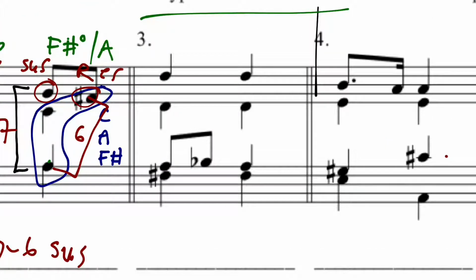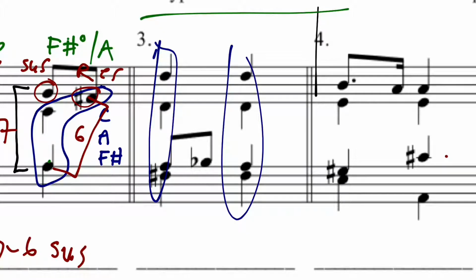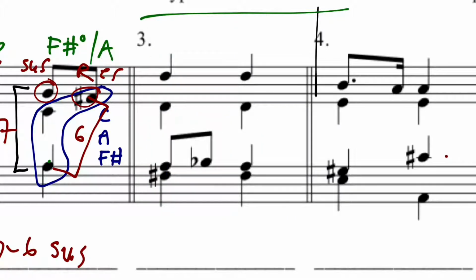Let's check out this one in 3. It's an interesting one. So we basically have the same chord twice, right? We have the same chord here and here, and then we got this thing in between right here. So that's got to be a non-harmonic tone. What are the chords that we actually have?